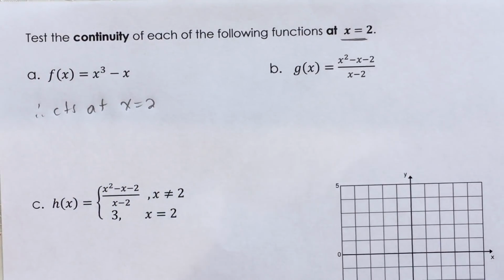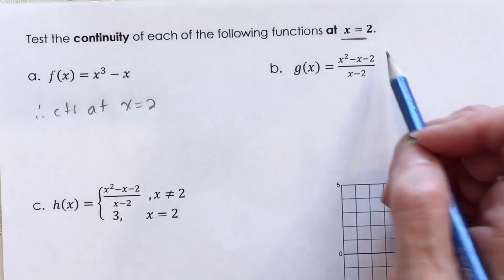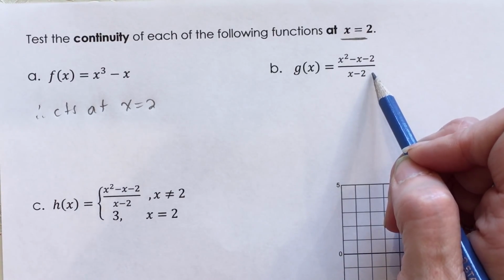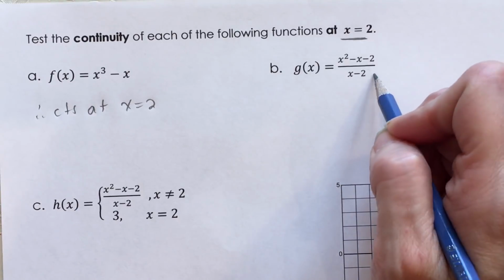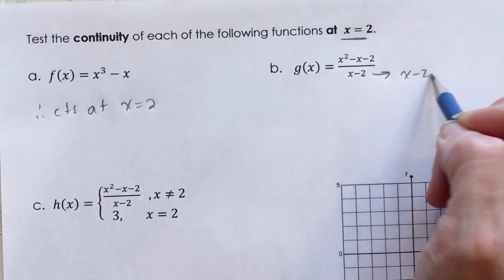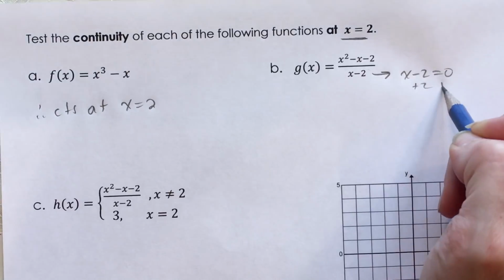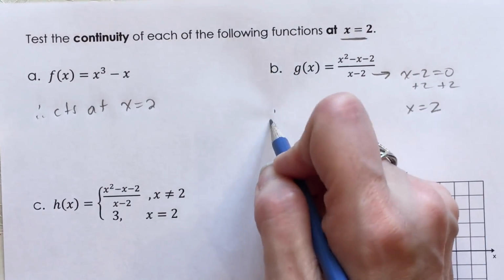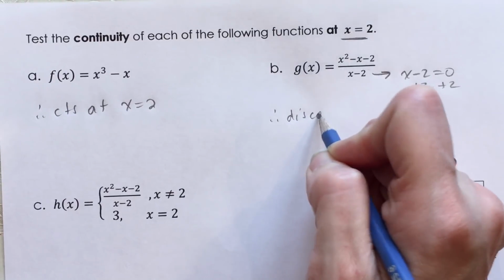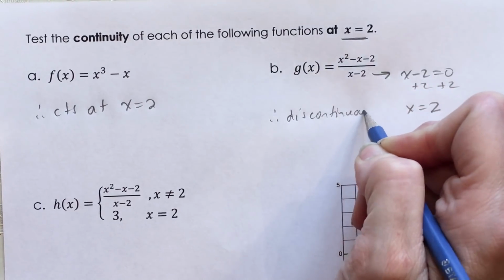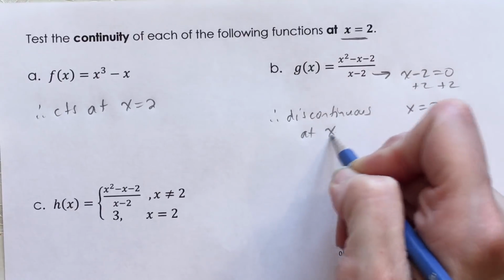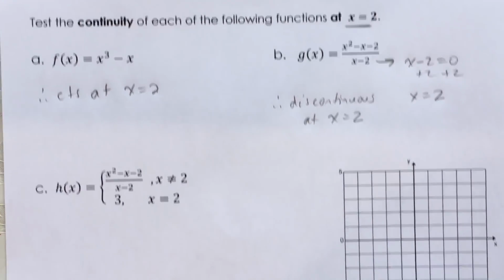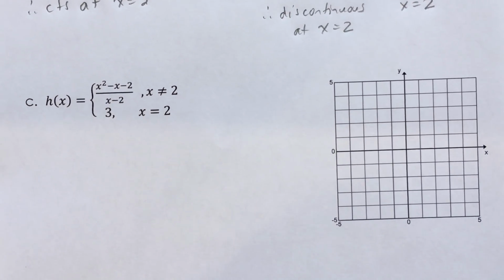Okay, next one is a rational function. We know rational functions are continuous everywhere except at zeros of the denominators. So in this case, the denominator is going to equal 0 when x equals 2, which means that this one's going to be discontinuous at x equals 2. Still using our generalizations.